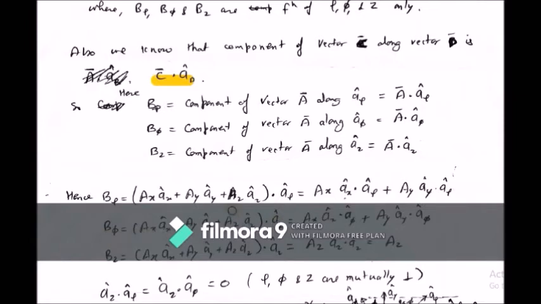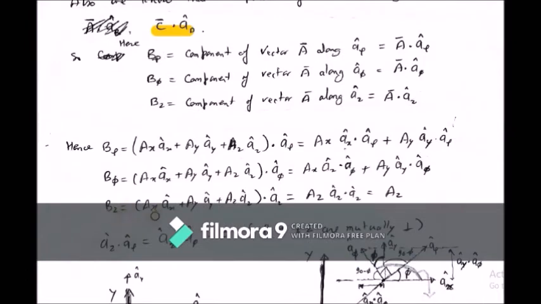Similarly, what is b phi? Just like the previous one, I have written vector a dot a phi, and again the az dot a phi component will vanish because z and phi are orthogonal to each other. So we will have just ax times ax dot a phi plus ay times ay dot a phi. And for bz, this is vector a dot az, and here I have only az, because ax dot az is 0, ay dot az is 0, and az dot az is 1. So bz will be simply az, and it should be az because it is the component along the z direction only.